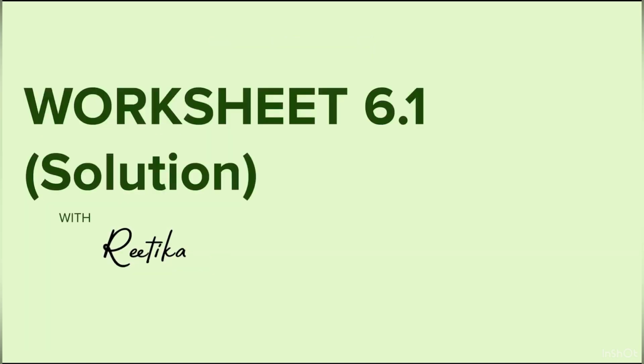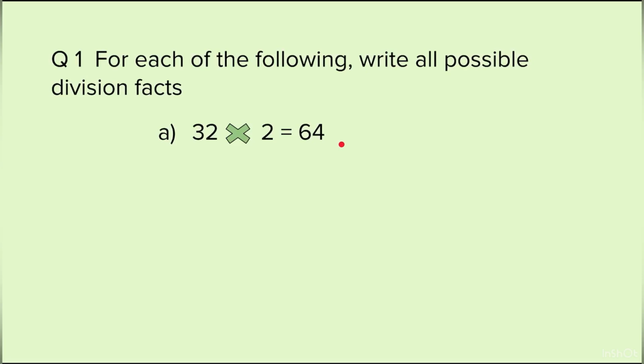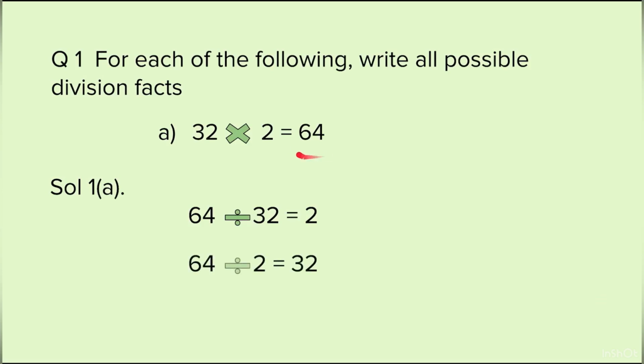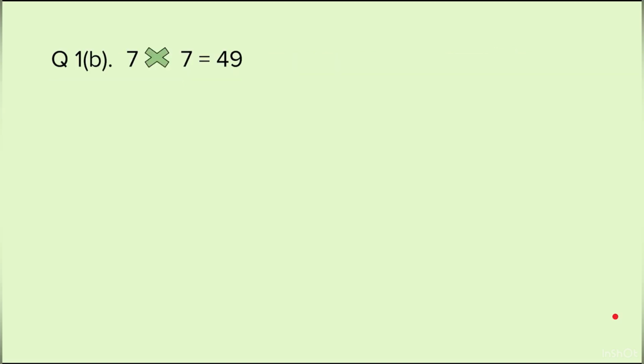Let us look at the solutions of worksheet 6.1. Question 1 was to find division facts for the multiplication fact given to us. The A part was 32 into 2 is equal to 64. So we will write the first division fact: 64 divided by 32 is equal to 2. Then 64 divided by 2 is equal to 32. Now here, since both the numbers being multiplied are the same, we will have only one division fact: 49 divided by 7 is equal to 7. Here again we will have one division fact: 1 divided by 1 is equal to 1.